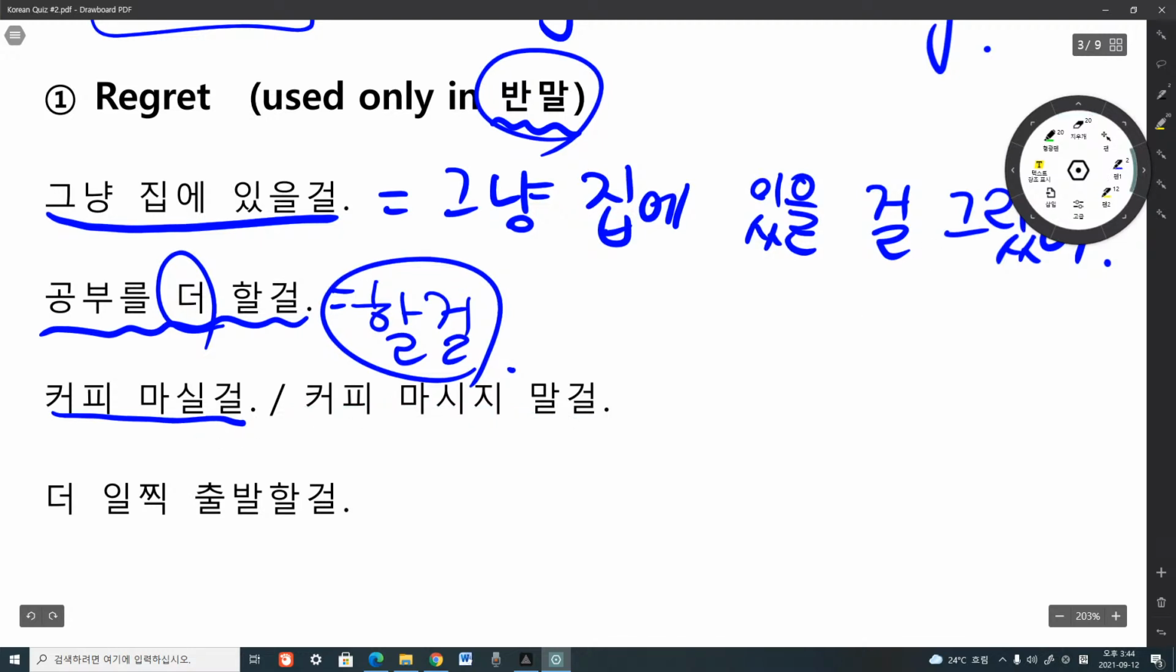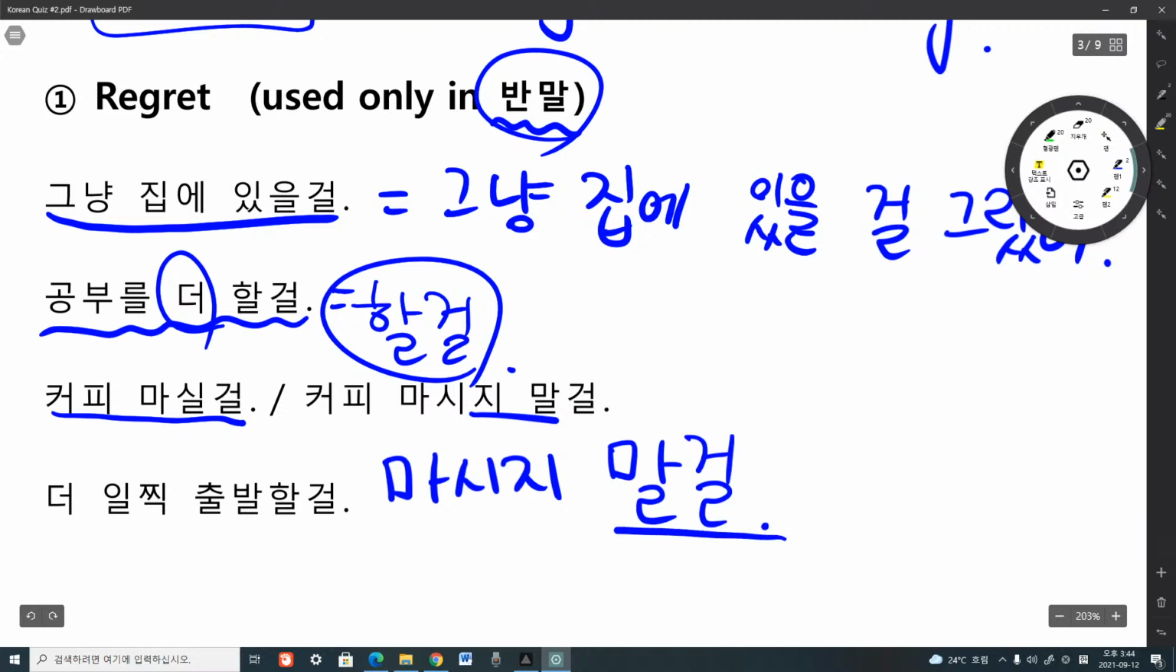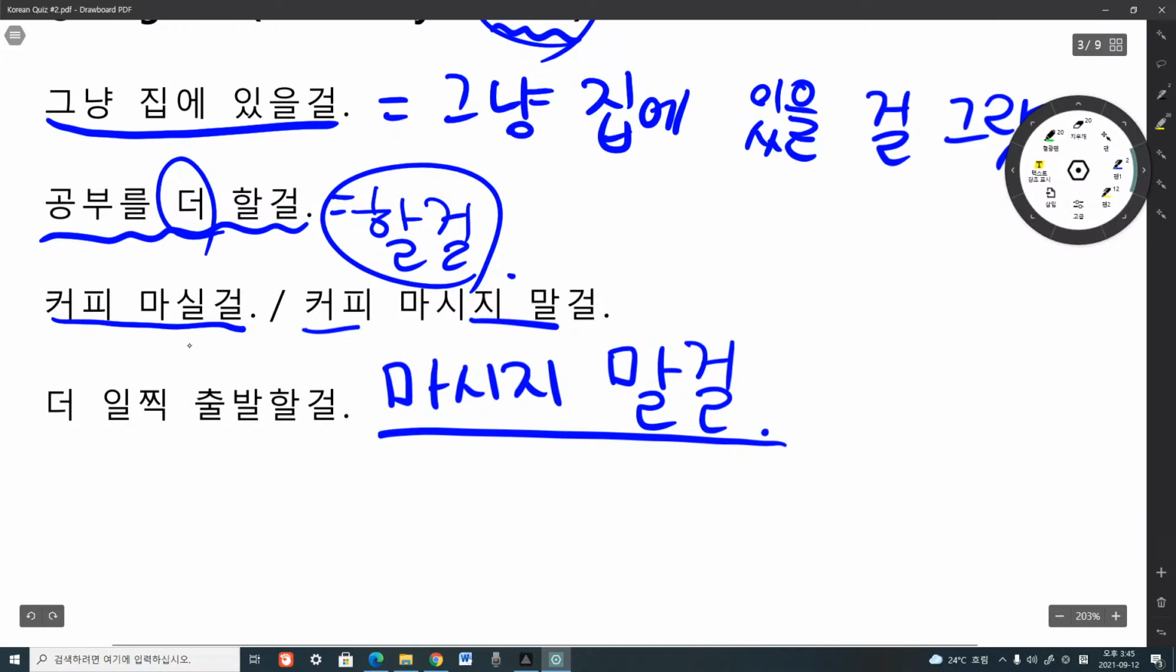커피 마시지 말걸. We learn 마시지 말다 as a negation, right? 마시지 말다. So 마시지 말걸. Like, I shouldn't have drunk coffee. I regret drinking coffee in this case, right? So it means I regret drinking coffee. So I should have not drunk coffee. 커피 마시지 말걸.